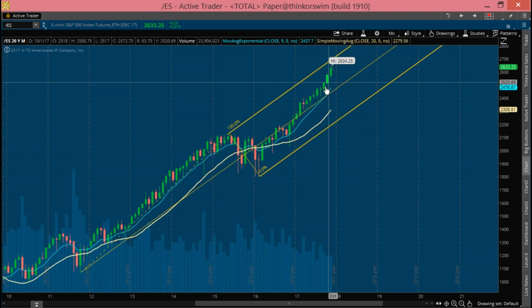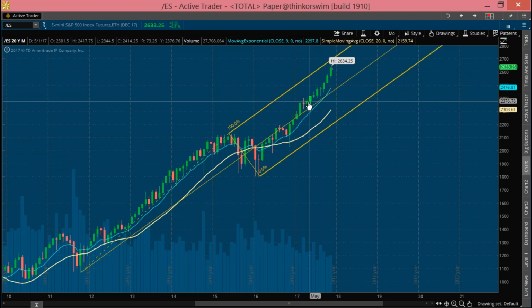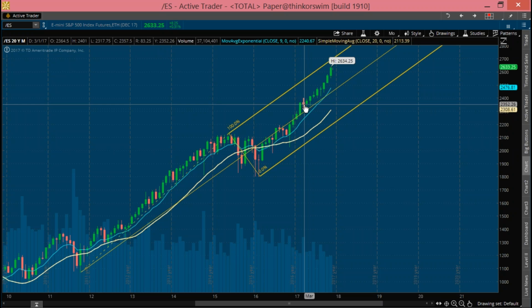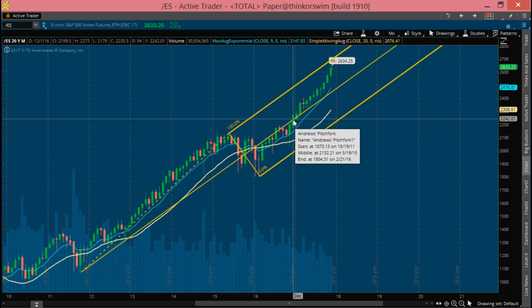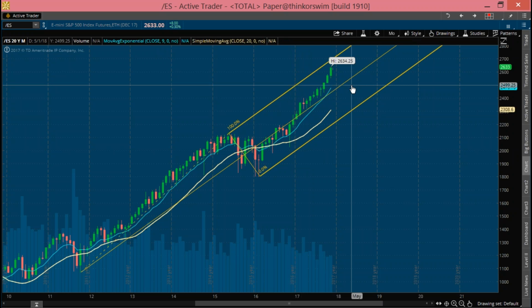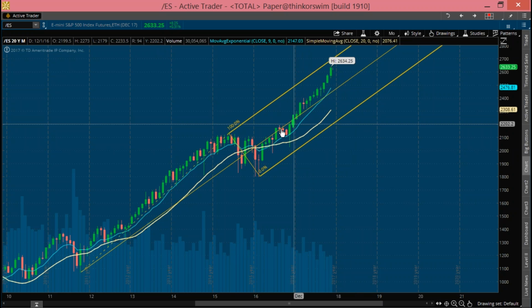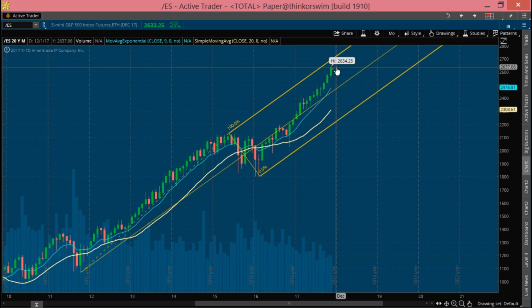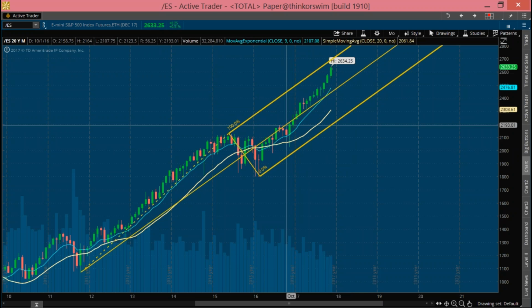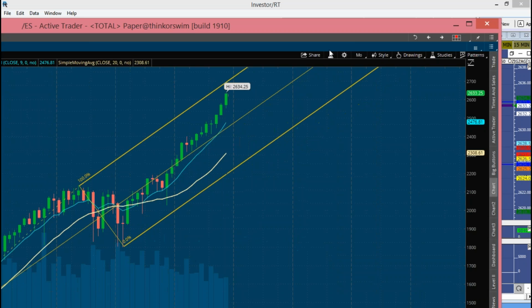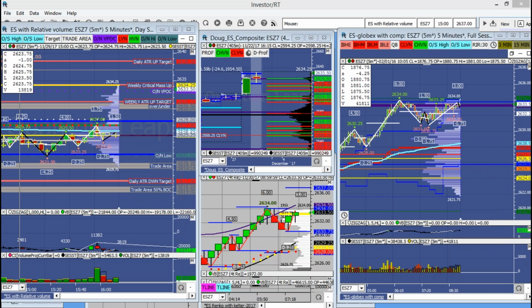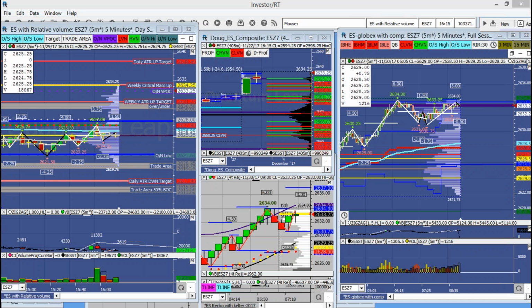We got 1, 2, 3, 4, 5, 6, 7, 8, 9, 10, 11, 12, 13. It's going to be the 13th month where we've had a higher close, a continuation, one-time framing up. That's just absolutely incredible. And we're coming up on our 70th new all-time high in 2017.